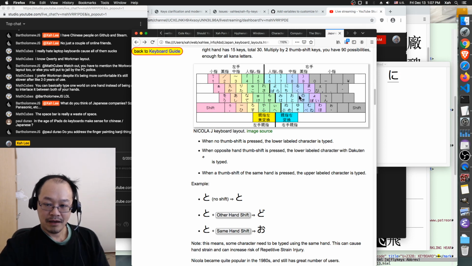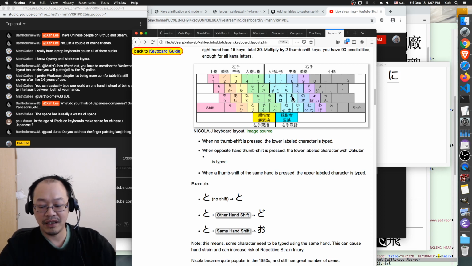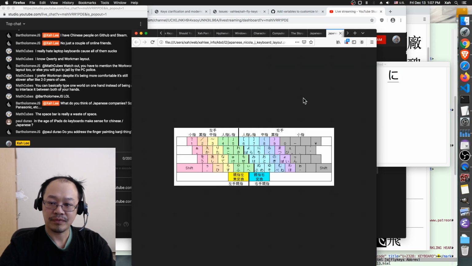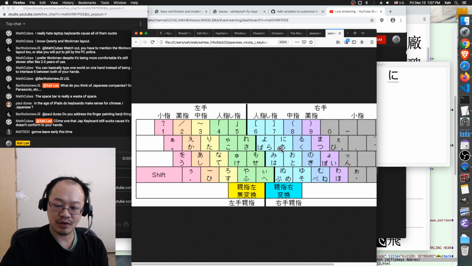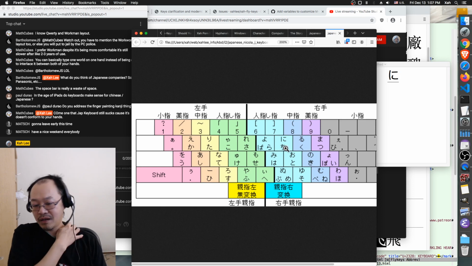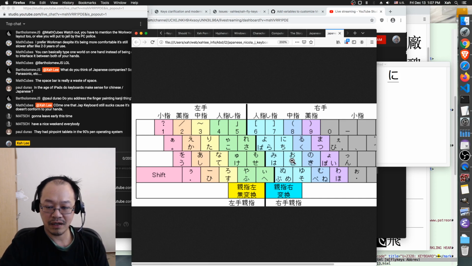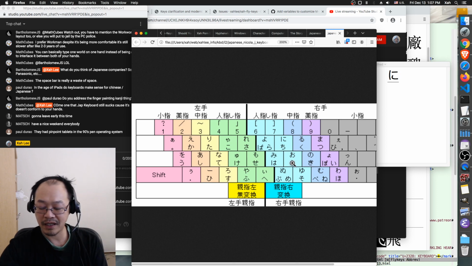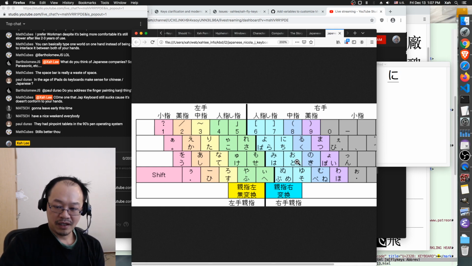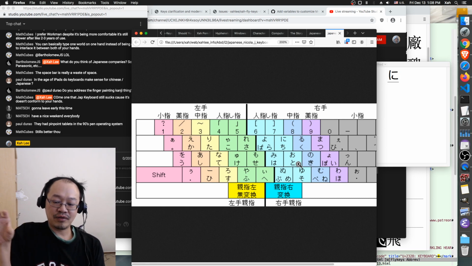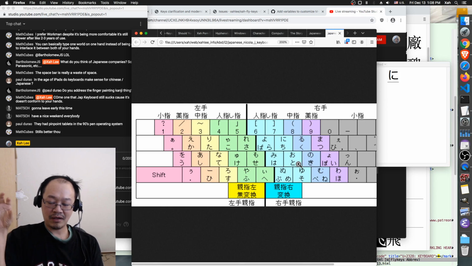Then for each key, we don't have a big image here, so let me just say each key has two symbols on it. Okay, how do I explain this? Let's focus on this key, the right hand J key of QWERTY. When you press this key, if you do not press any of the thumb shifts, you get the symbol on the lower row.